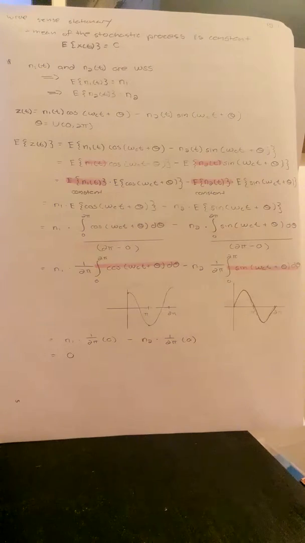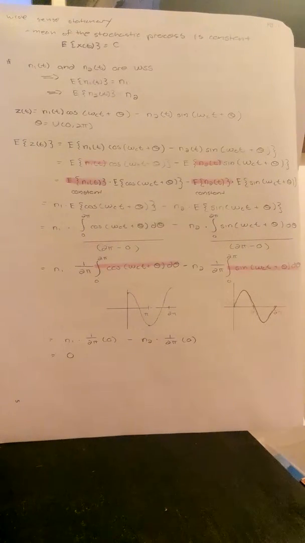Z(t) equals N1(t) cosine(ωc t plus θ) minus N2(t) sine(ωc t plus θ), where θ is uniformly distributed from 0 to 2π, and N1(t) and N2(t) are wide sense stationary, and N1(t), N2(t), and θ are all independent. First, we need to know what wide sense stationary means.